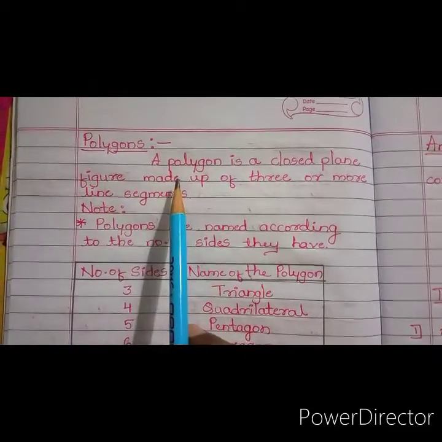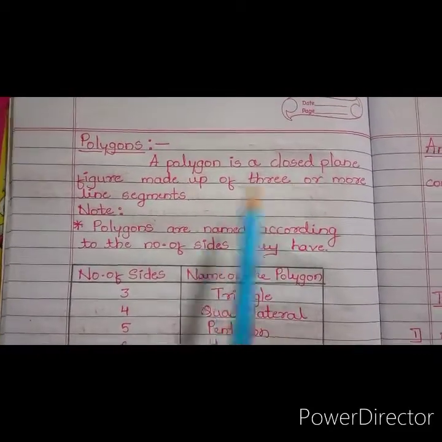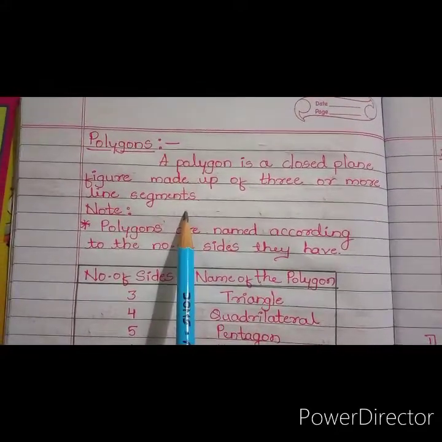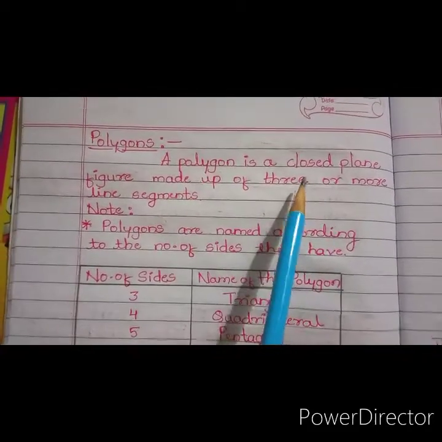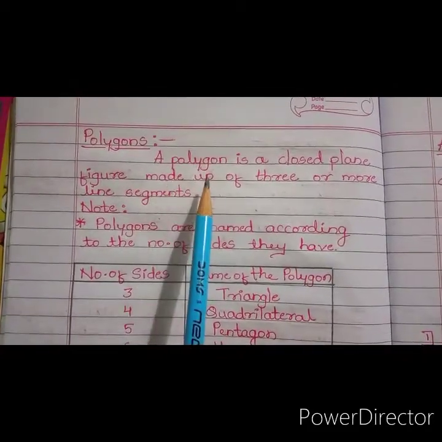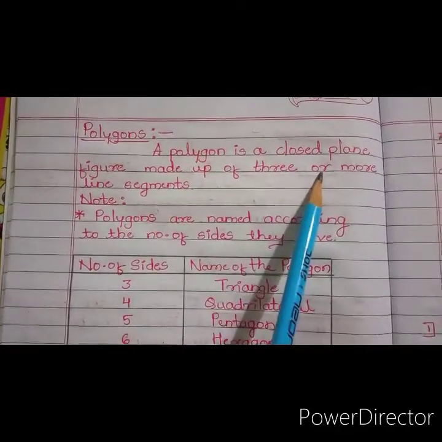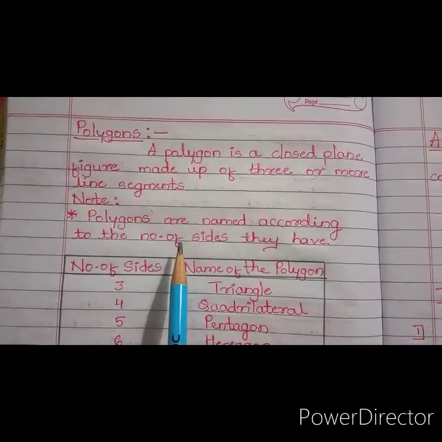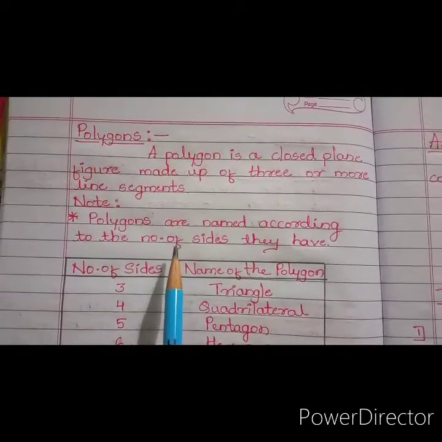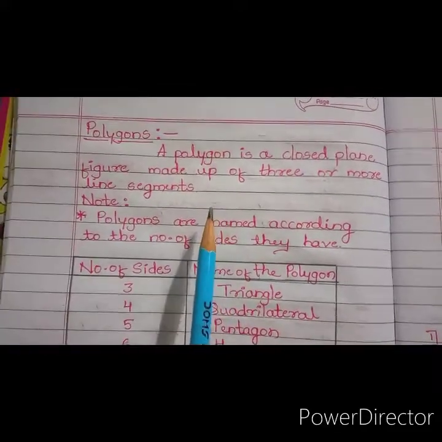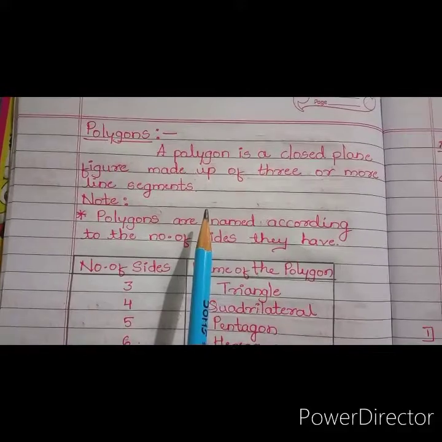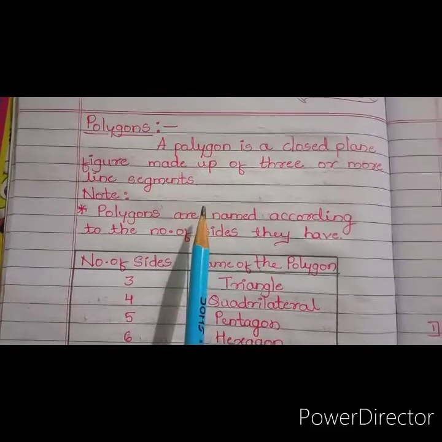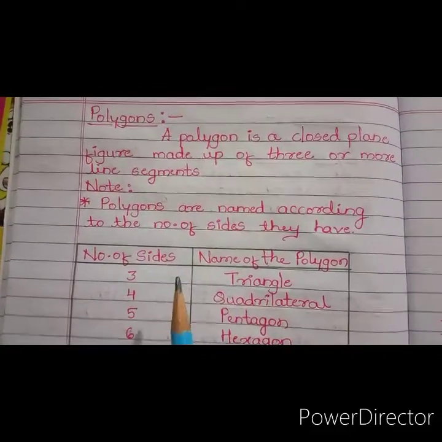Next one is polygons. A polygon is a closed plane figure made up of 3 or more line segments. So a polygon is a closed figure made up of 3 or more line segments. Polygons are named according to the number of sides they have. The simplest polygon is the triangle, because it has only 3 sides. So always polygons are named according to the number of sides.